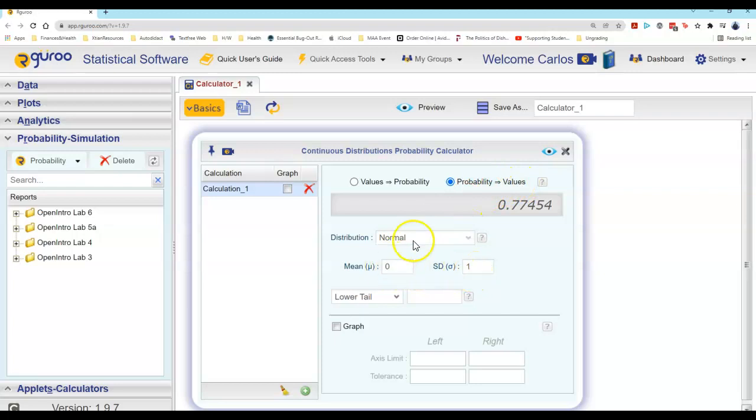Mean and standard deviation remain the same. We still have a normal distribution. In this case, we're looking for the z-score corresponding to the lower tail. That is, we want a z-score so that the area under the curve to the left of it is 90%. So I type in 0.9, I hit the preview button, and I see that the z-score corresponding to the 90th percentile is 1.28 rounded to 2 decimal places. In our class, we will always round our z-scores to 2 decimal places.